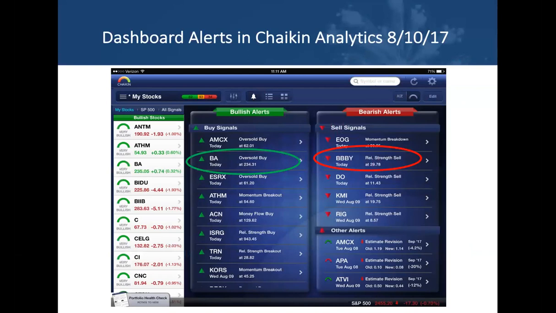So we created dashboard alerts in our iPad app and our desktop. And for a webinar I did in August of this year, my signals window showed me a series of buy and sell signals on August 10th. One of them was an oversold buy on Boeing with the stock at 234. It could have been on Anthem Health. It could have been on Intuitive Surgical. Michael Kors at 45 on the way to 56. And then a sell signal on Bed Bath & Beyond, relative strength sell at 29.78. So let's see how they worked out.